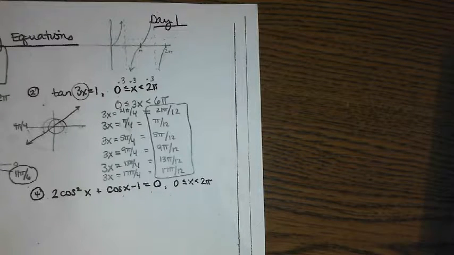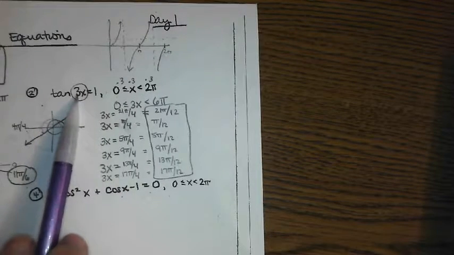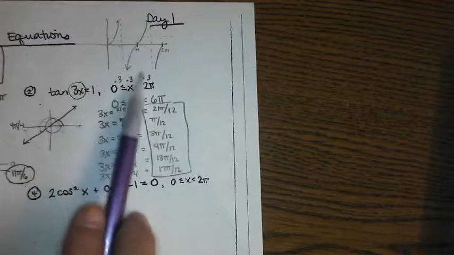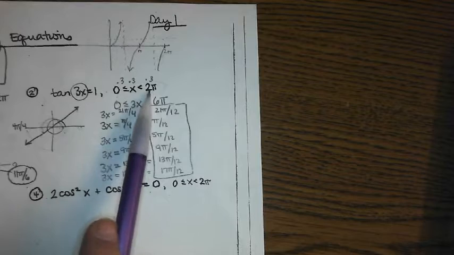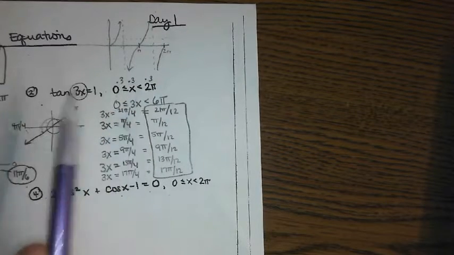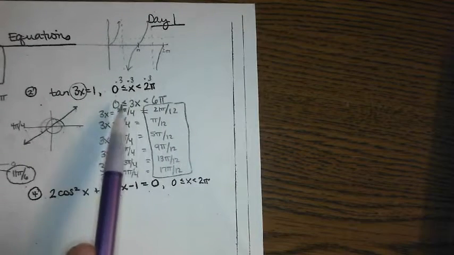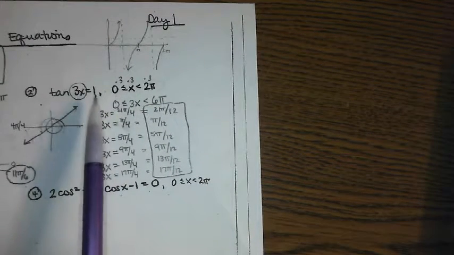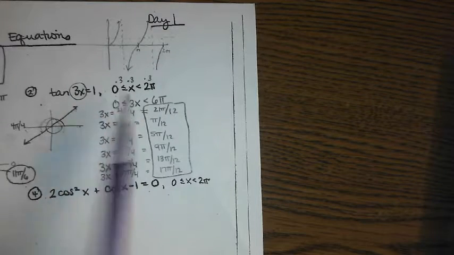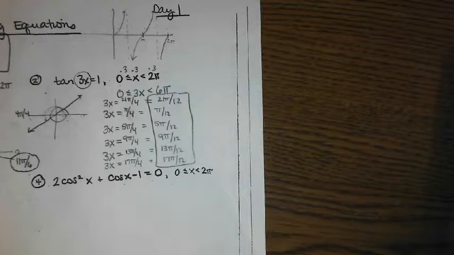So, in summary, when there's a horizontal stretch or compression, you need to adjust the original x interval accordingly. And it's really easy. If it's 3 times x, then just do 3 times that. And then you have to set up all of your possibilities for when the tangent equals 1 between that new interval. Okay? The next one, yep.